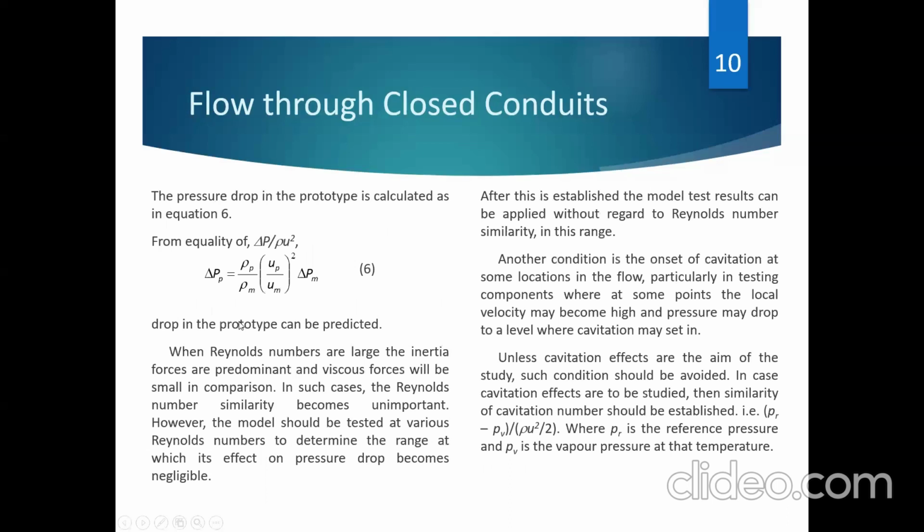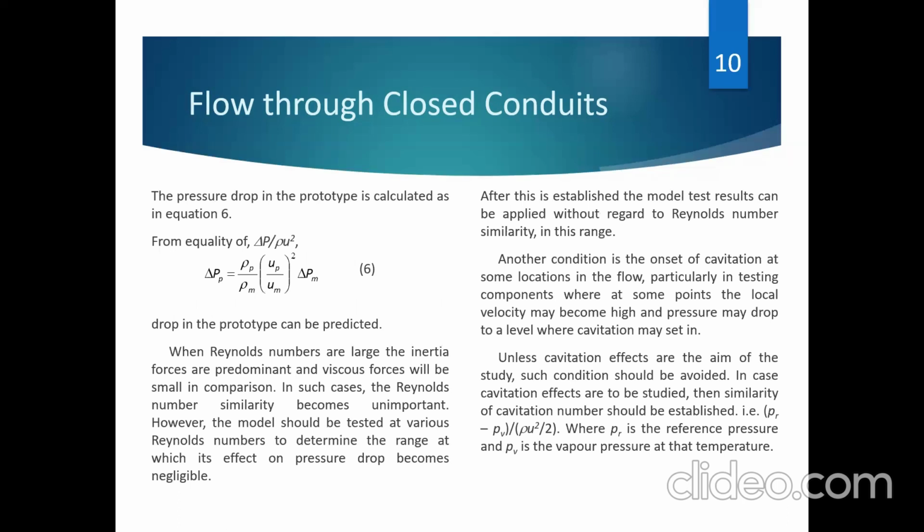So the pressure drop in the prototype is calculated as equation 6. From equality of delta P over rho U squared, we equate model and prototype. Delta P_P is equal to rho_P over rho_M times U_P over U_M squared, times delta P_M. So this is how the pressure drop in the prototype can be predicted.